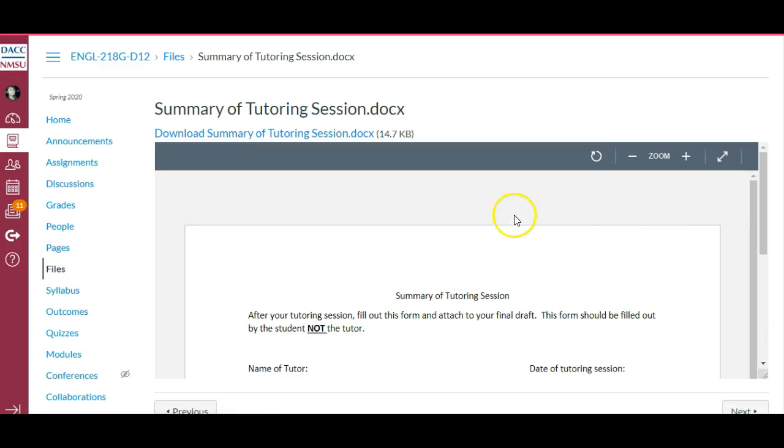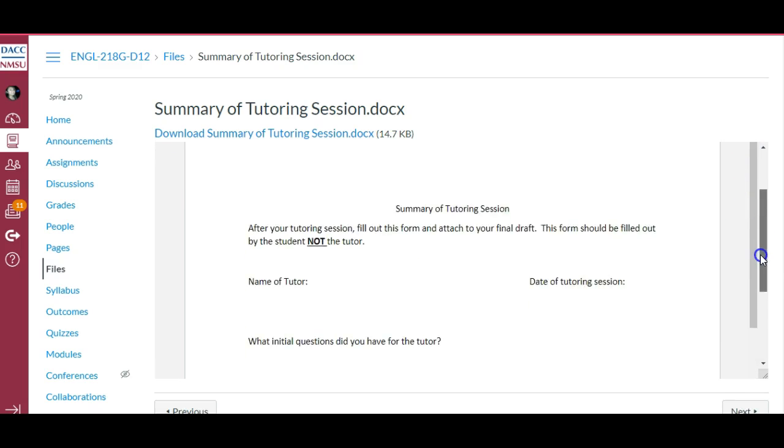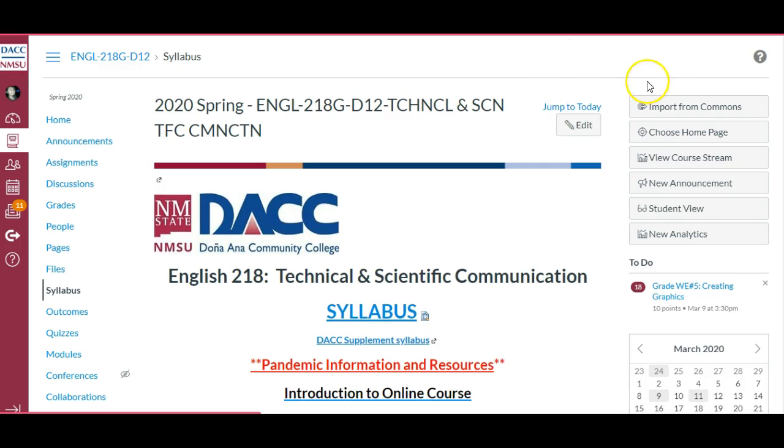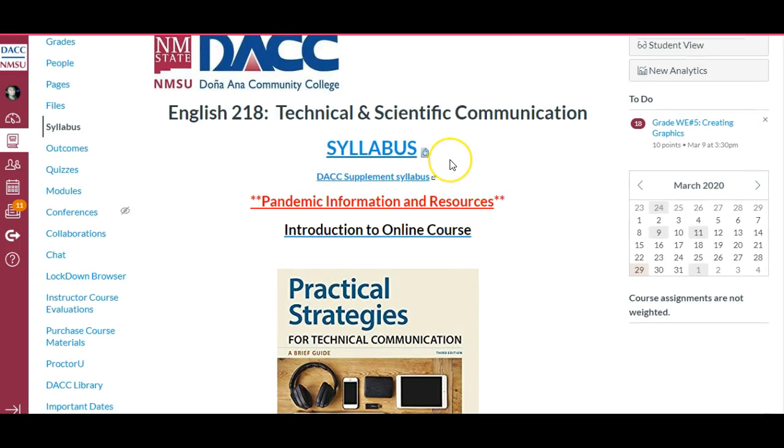Then I also have the summary of tutoring session. This is the form that you fill out, and this is the form that you submit along with your assignment in order to get extra credit. Like I said, I know that right now there's not a lot of extra credit available, but just try to remember that extra credit is optional. It's not mandatory. So I am going to create an assignment that's for extra credit. It's only going to be worth maybe like 10 points. And of course, tutoring is also a way that you can get extra credit. But other than that, the only way to really improve your grade is going to be by submitting work and getting good grades on the work, since extra credit is so limited right now.